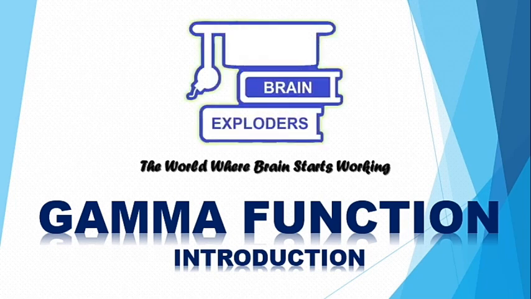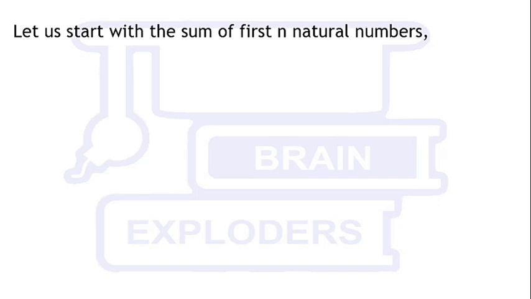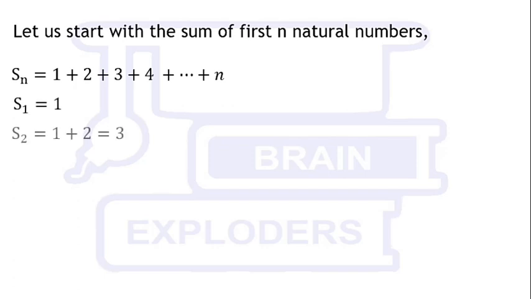Let us start with the sum of first n natural numbers. Sn equals 1 plus 2 plus 3 and so on up to n. So S1 is 1, S2 is the sum of first two natural numbers, that is 1 plus 2 equals 3. S10 is the sum of first 10 natural numbers, which is 55.